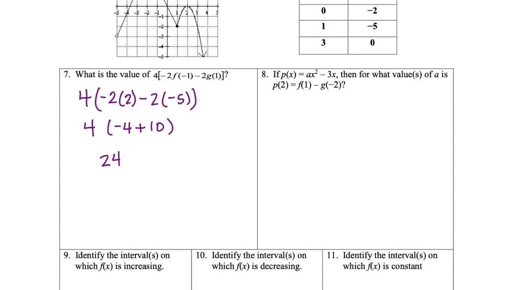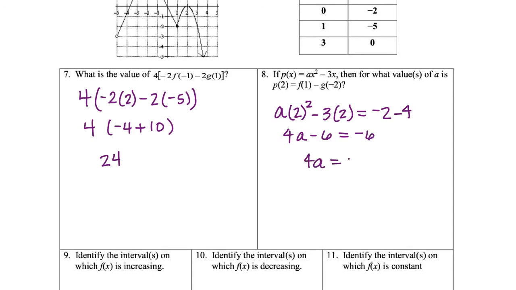Number 8, you're going to have a times 2 squared minus 3 times 2 equals negative 2 minus 4. So you're going to have an equation here. You've got 4a minus 6 equals negative 6. And so 4a equals 0, so a is going to be 0.